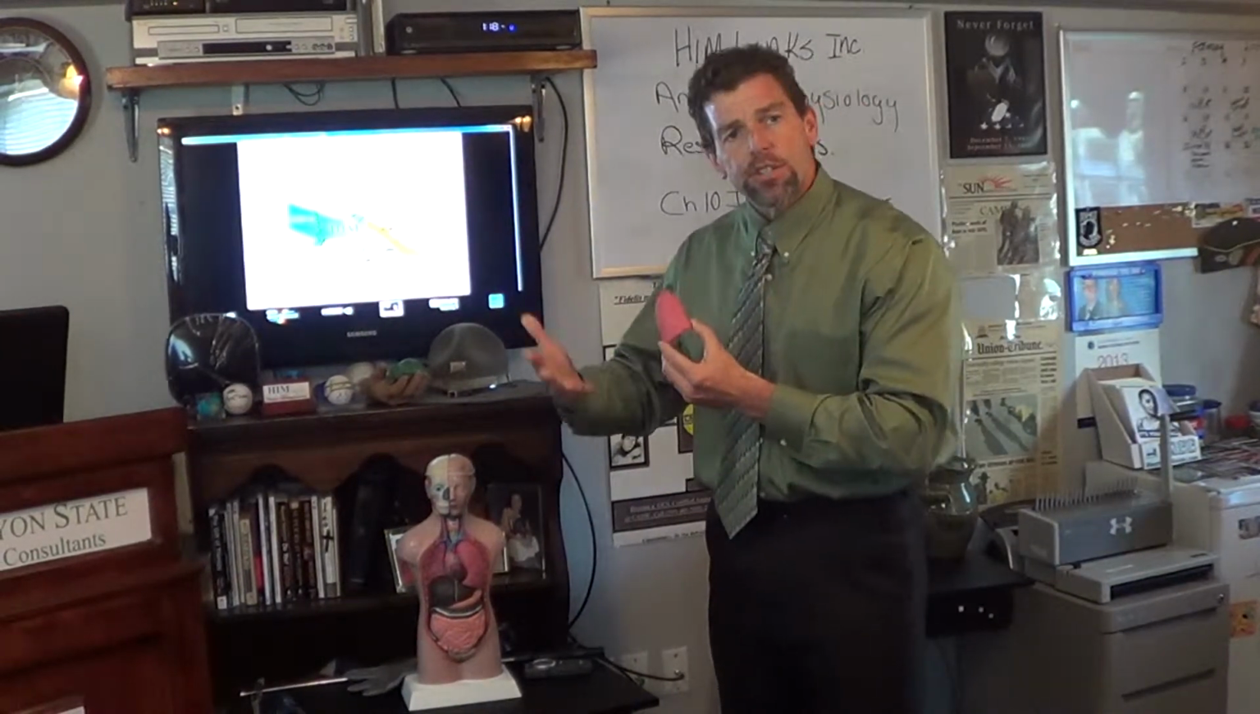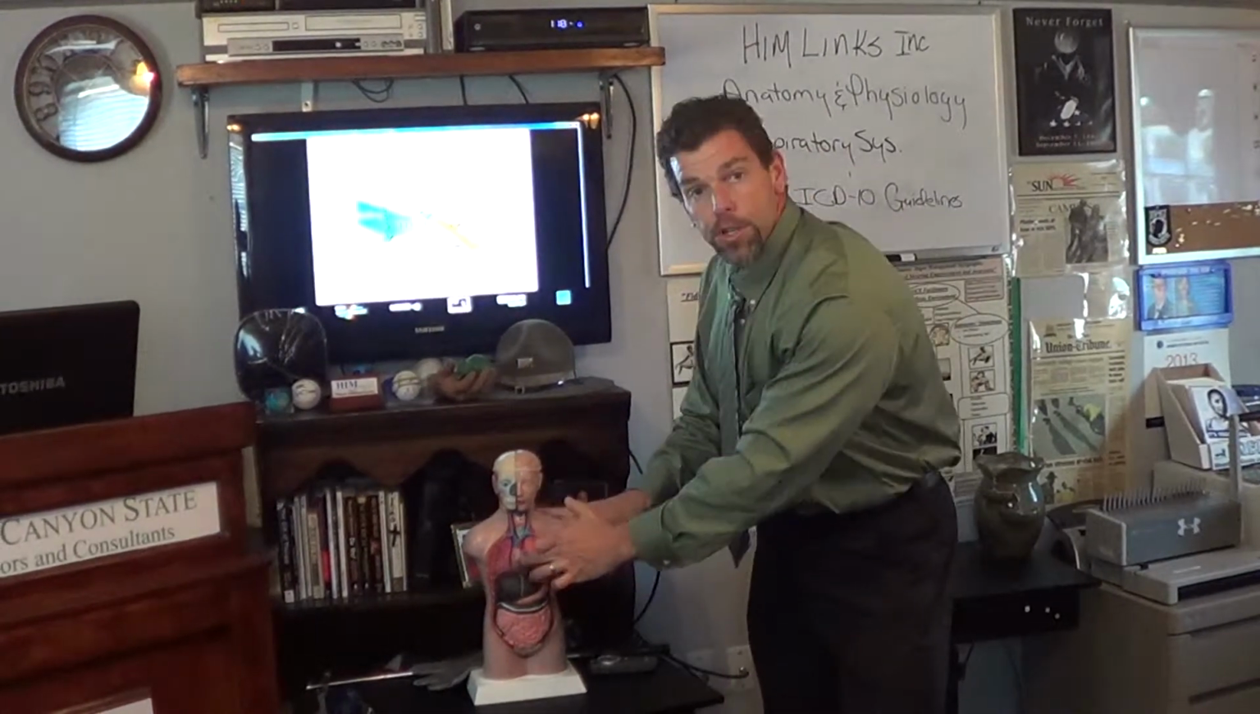Well, also looking at these lungs, not only are they made up of thousands upon thousands of tiny alveoli, but each lung has a different number of lobes. This right lung actually has 3 lobes, whereas the left lung has only 2 lobes.